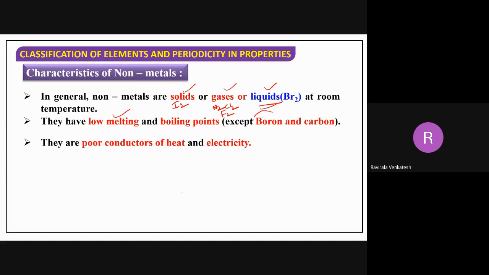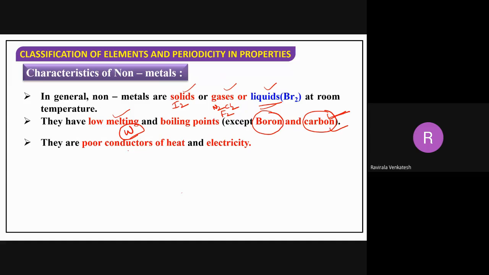But boron and carbon, if you observe, they're having high melting points. Which element is having the highest melting point in the periodic table? Anybody? Carbon. Carbon only. Which metal is having the highest melting point? Tungsten. Tungsten is having the highest melting point in terms of metals. In terms of elements, carbon is having the highest melting point.